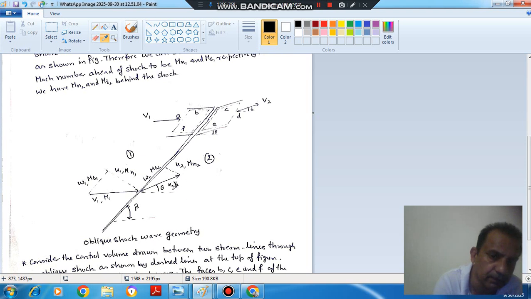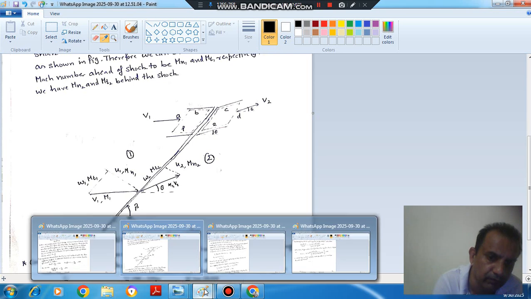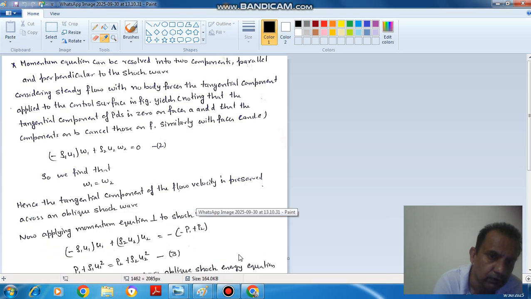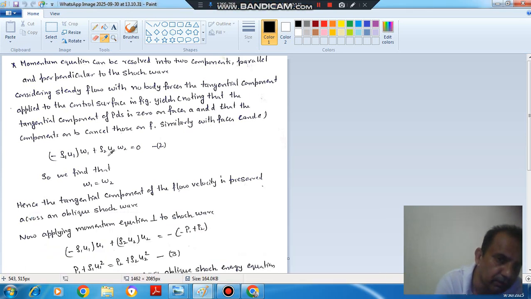But if we take the final tangential velocity as W2, then the final momentum is rho 2 u2 W2 into A, and the initial momentum is minus rho 1 u1 into W1. That is the change in momentum, and it should be equal to the negative of the pressure change. There is no pressure change along the shock, so this will be equal to 0.